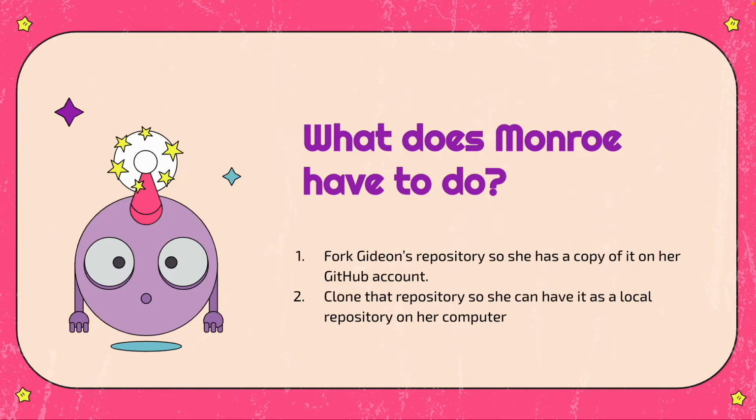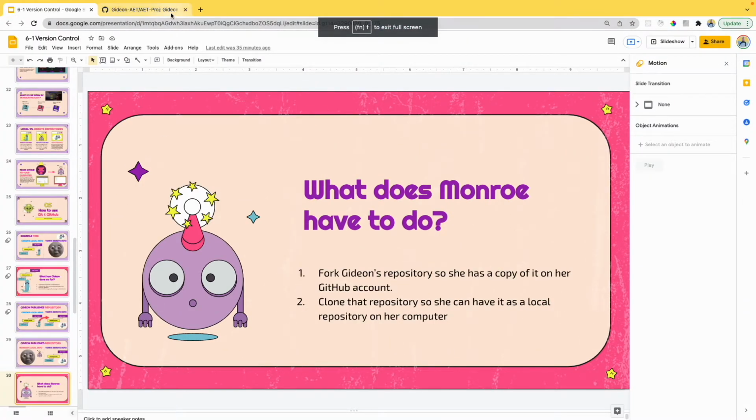A couple things. Monroe has to fork Gideon's repository. That means creating a copy of it on her own GitHub account, and then clone that remote repository on her GitHub account so she can have it as a local repository on her computer. Let's walk through those steps together.